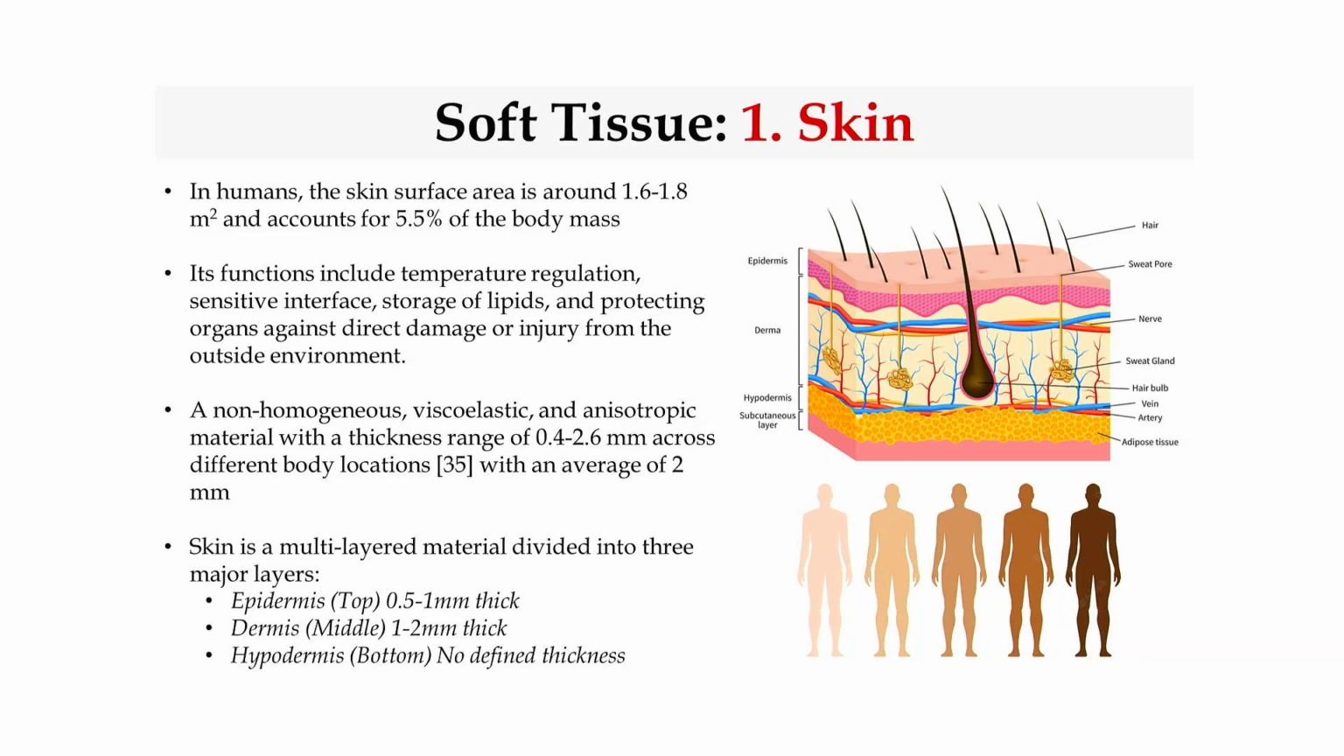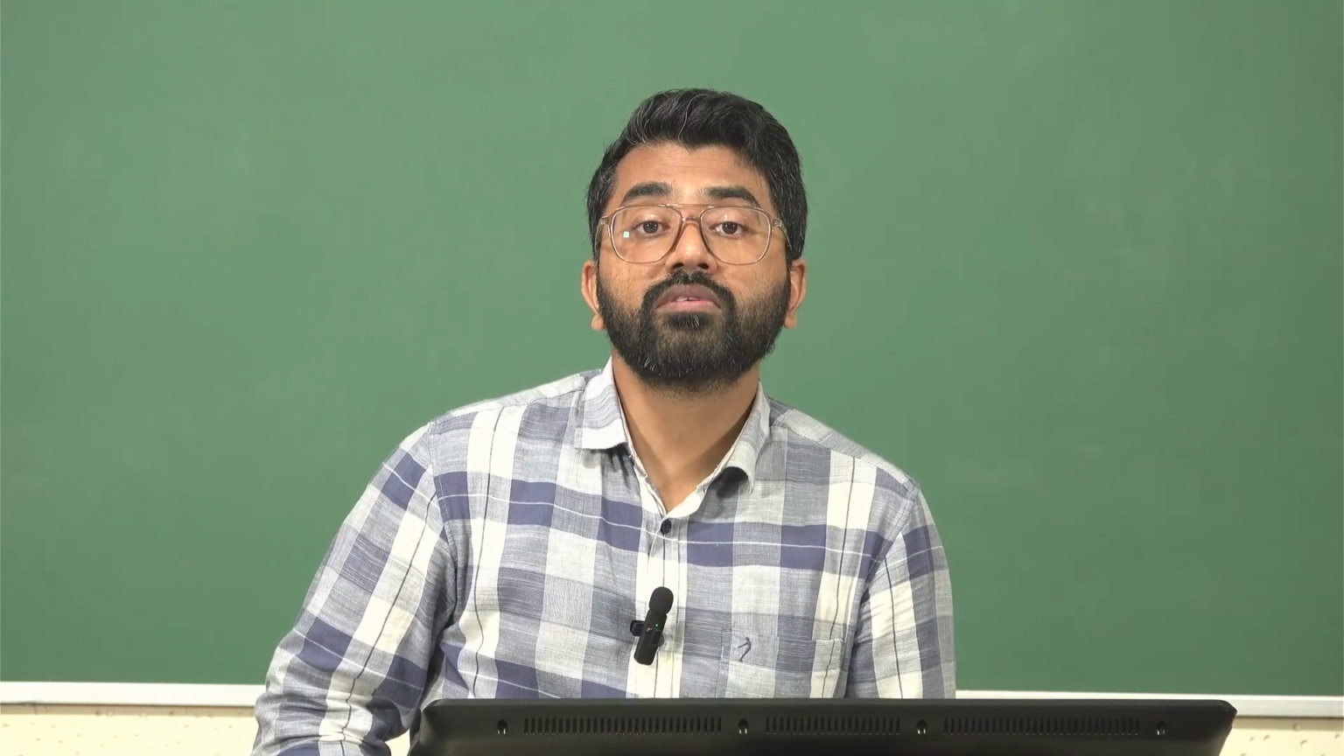Skin is also a multi-layered material divided into three major layers. These are very important. So if we look at the figure on the top right, we are looking at the anatomy of the skin. So we start from the epidermis, which is the topmost layer, right? Usually fairly thin, and then you have the dermis, right? Dermis is majorly the load bearing component of the skin. So it is usually much stiffer or stronger than the epidermis, and this has a much wider thickness, right?